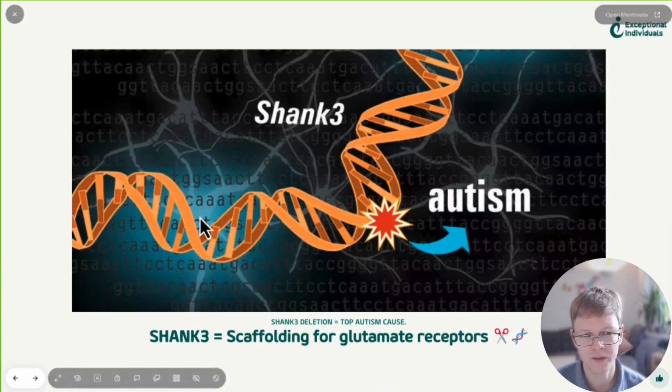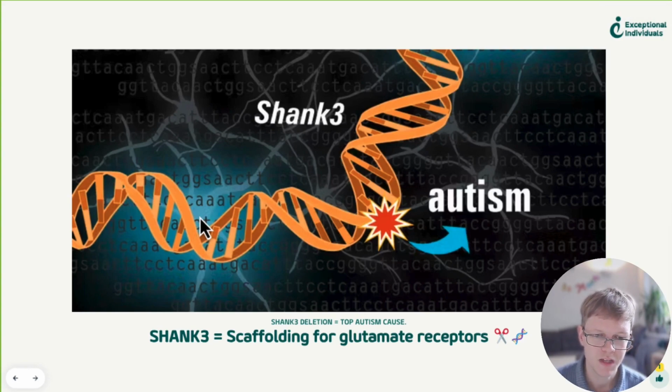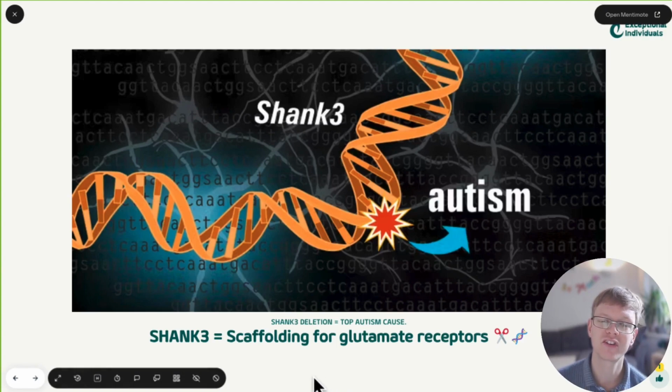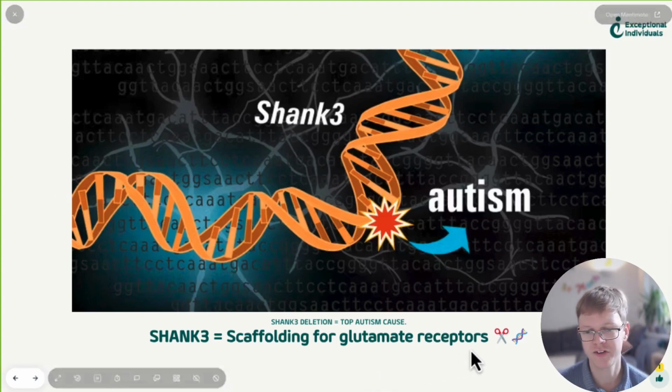In our bodies, we have our DNA and our genes, and the SHANK3 is kind of like scaffolding. It holds it all up. But when the scaffolding isn't working right, the genes don't have the same structure, and potentially autism comes as a result of this dodgy scaffolding. So SHANK3 equals scaffolding for glutamate receptors.